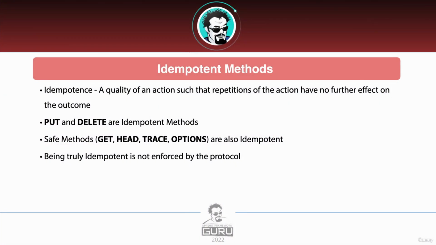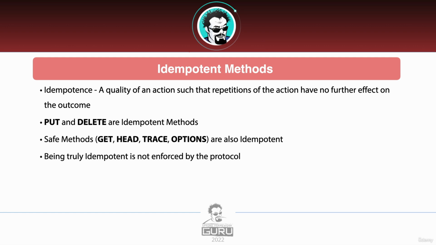Now, idempotent. That is a tough word for me to say, but idempotence is the quality of an action such that repetitions of the action have no further effect. So you can call this multiple times and it does not affect the outcome. So PUT and DELETE are considered idempotent methods. Safe methods, GET, HEAD, TRACE, and OPTIONS are also considered idempotent.